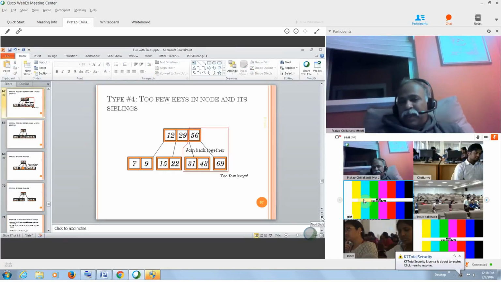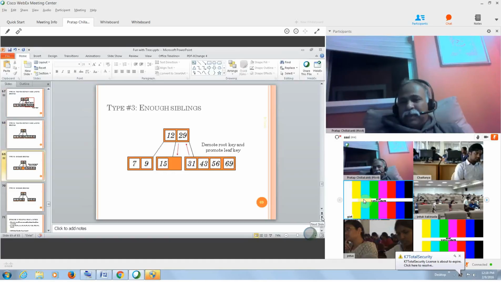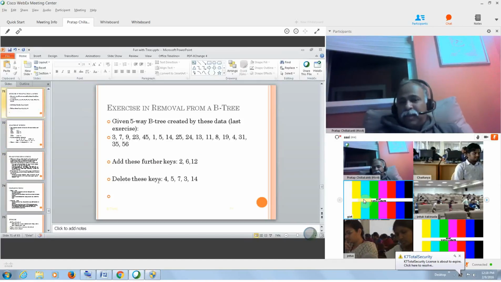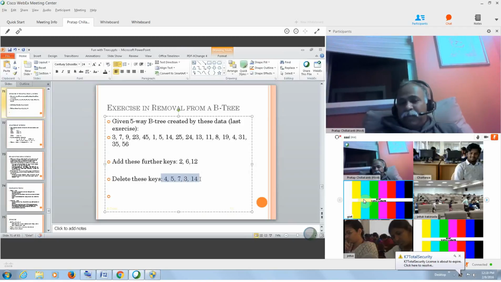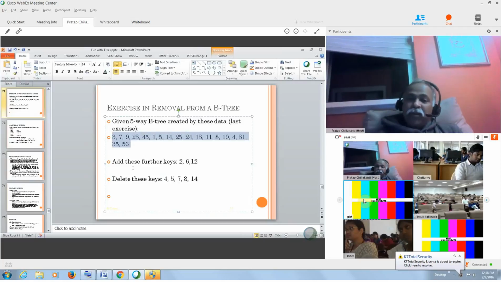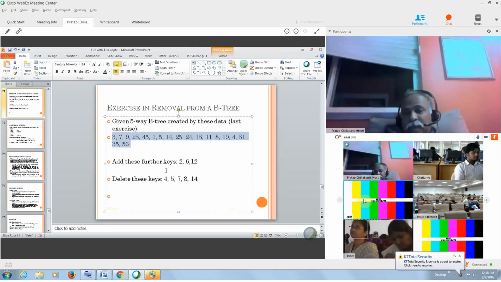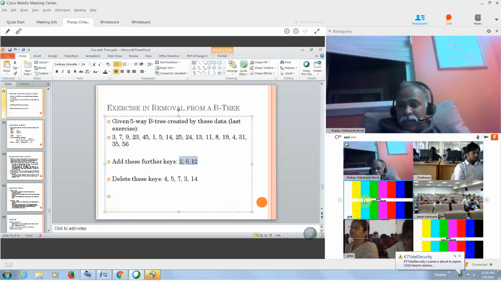So that's the reason why I put the thing for you here. Okay. So now what we'll do is, you already built a tree, right? 3, 7, 9, 23. Why don't you do like this? You can add these keys quickly to that. See the tree, and then you simply delete this one and see how the tree would look like.